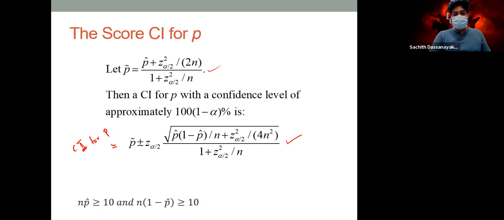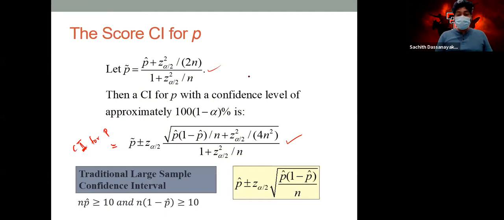So once we have a large enough sample, we can approximate this from our original equation: P hat plus or minus C alpha times the square root of P hat times 1 minus P hat over n. Again, you have to check this as well.